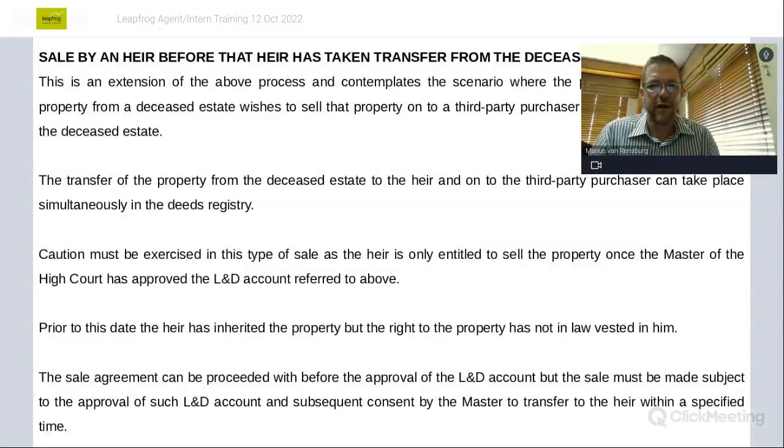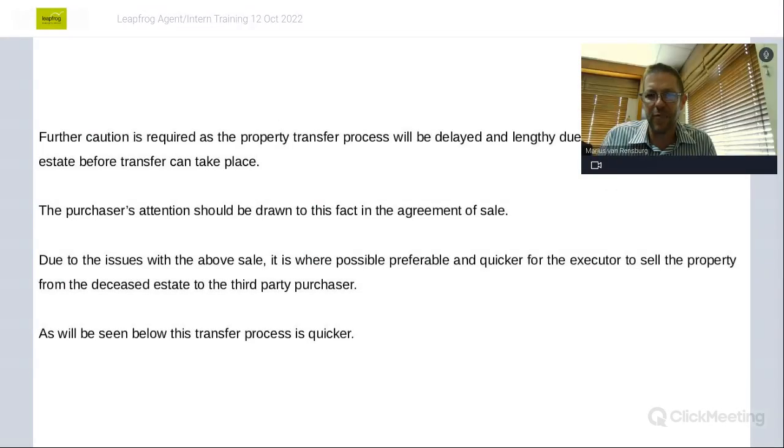Okay, but now, guys, the heir is only entitled to the property once the master has approved the L&D account. Prior to this point, the property has not in law vested in that person. So if you draft a sale agreement, you're welcome to call us. What I would do is make the agreement subject to the liquidation and distribution account being approved by the master of the High Court, and subject to the subsequent consent by the master to allow the executor to transfer the property to the heir within a specified time period.